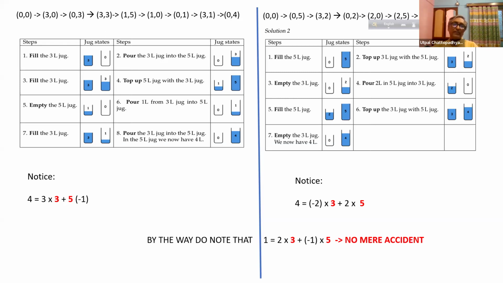So those are the 3 times you have filled it up, and that is the 1 time you have emptied it. Similarly, in the second case, you have filled the 5-liter jar 2 times, and you have emptied the 3-liter jar 2 times. And lo and behold, 4 equals minus 2 times 3 plus 2 times 5. And this is no mere accident. By the way, you should also note that 1 is equal to 2 times 3 plus minus 1 times 5. And that is also no mere accident.